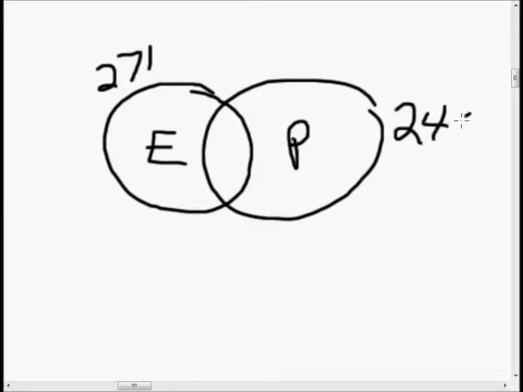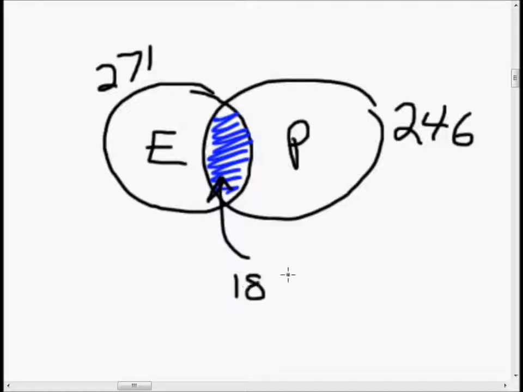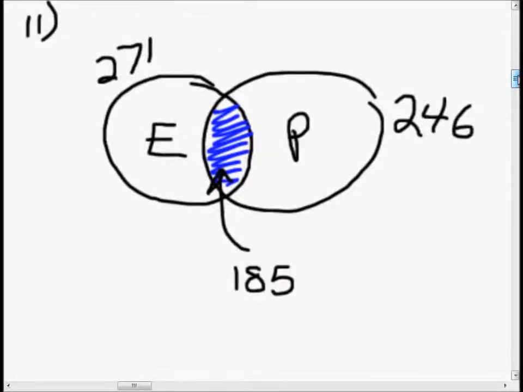246 visited that. And then what else do we know? Well, we know this bit in the middle here. Those are the people that visited both, and that is 185. Okay, I'm going to label this. This is problem 11. Again, this seems bad, but it's not so bad.